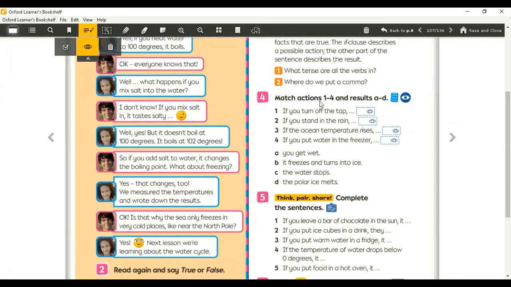Match actions 1 to 4 and results from A to D. Look at here, from 1 to 4 we have actions, and here from A to D we have results. Look at number 1. If you turn off the tap. Number 2, if you stand in the rain. Number 3, if the ocean temperature rises. Number 4, if you put water in the freezer. And the results here, you get wet, it freezes and turns into ice, the water stops, and the polar ice melts. What do you think?